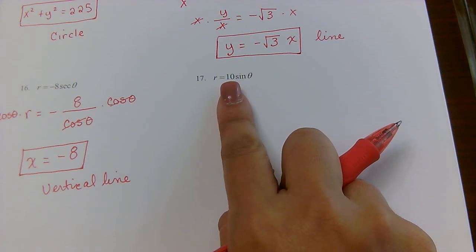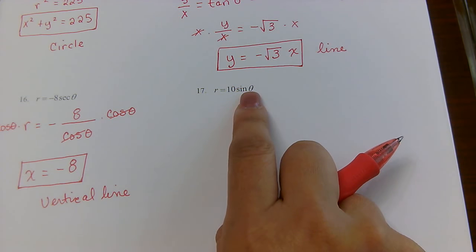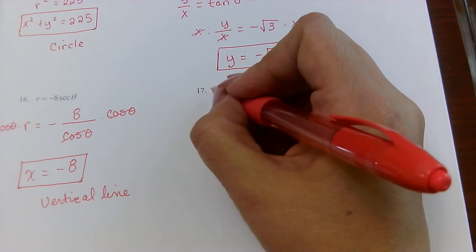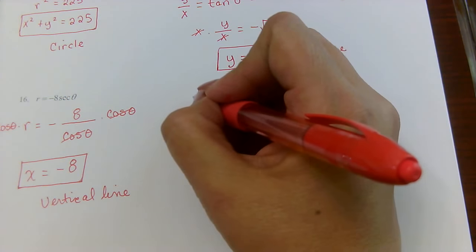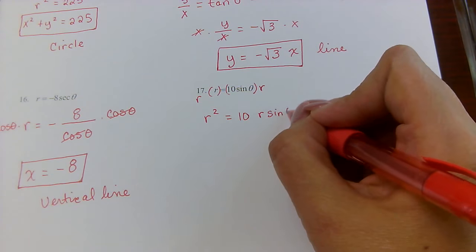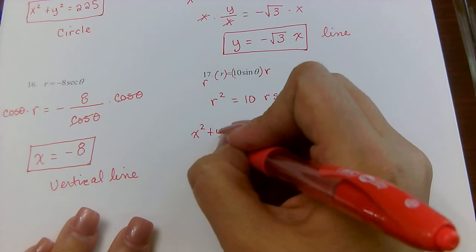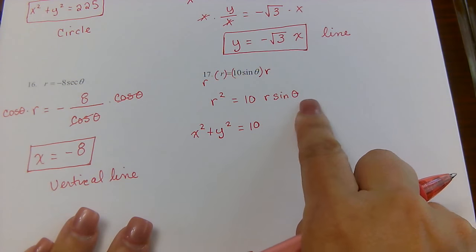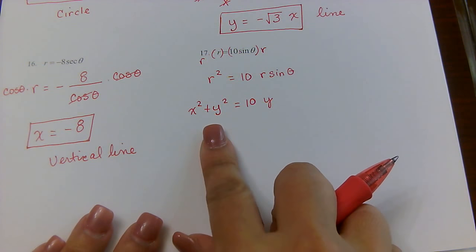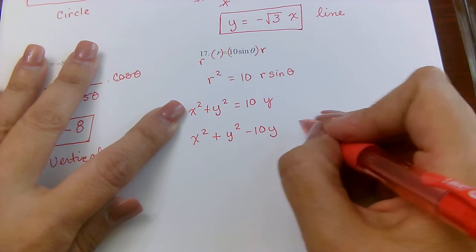Number 17, this is probably one of the harder ones because it's not very obvious how we can get the r and the sine theta on the same side. There's not really anything we can do here but multiply both sides by r. So we multiply everything by r, and I get r squared is equal to 10 r sine theta. r squared is the same thing as x squared plus y squared, and r sine theta is the same thing as y. So I'm going to set it equal to 0 and get x squared plus y squared minus 10y equal to 0.